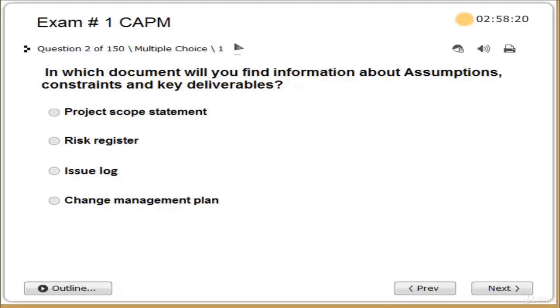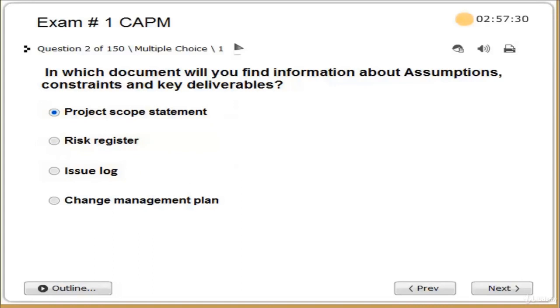In which document will you find information about assumptions, constraints, and key deliverables? Project scope statement, risk register, issue log, or change management plan. Correct answer is option A. Information on constraints may be listed in the project scope statement or in a separate log.